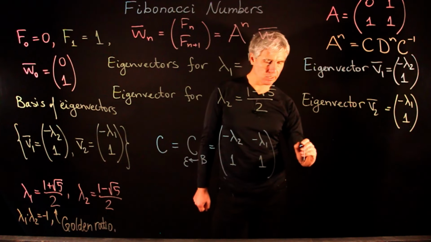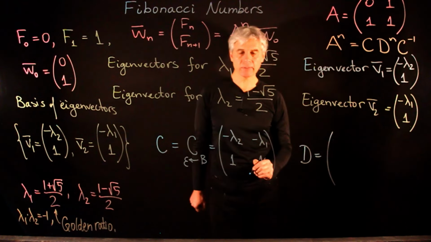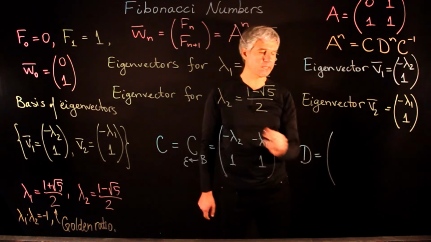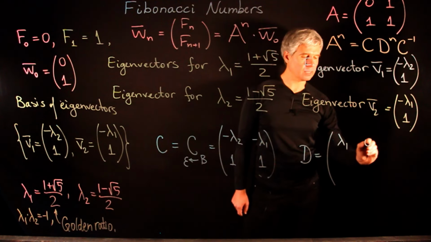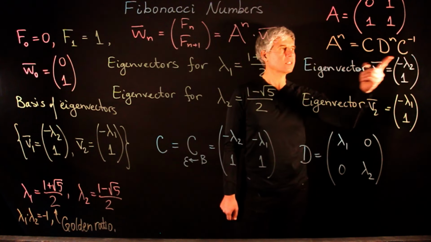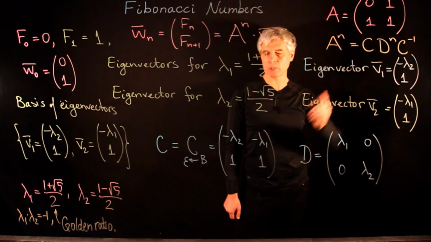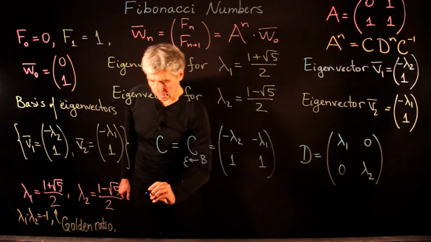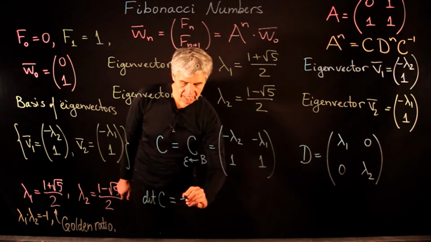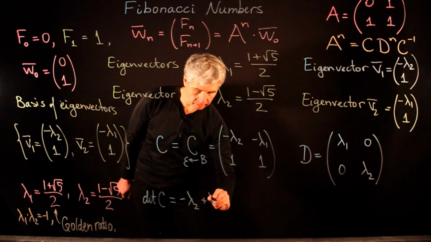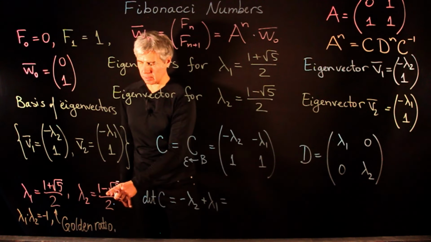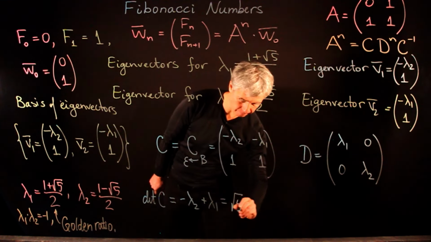And we have the diagonal matrix D, where we have eigenvalues on the diagonal. So the first eigenvector v1 has eigenvalue lambda 1, and the second eigenvector has eigenvalue lambda 2. For our diagonalization formula, we also need to know the inverse of the change of basis matrix C. And here we point out that the determinant of the matrix C is equal to minus lambda 2 plus lambda 1. And this is lambda 1 minus lambda 2, so this equals square root of 5.